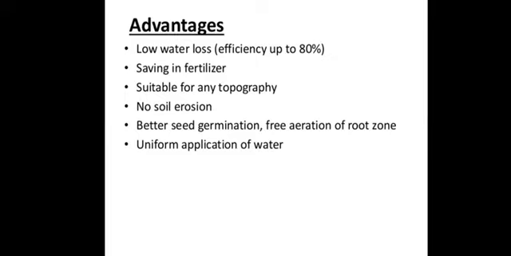It can be steep, it can be slopey, it can be flat. No soil erosion means the productive soil, that is called fertile soil, will not run off with the water, because when we are providing flood irrigation, the topsoil of the surface will run off with the flood. So we will lose the fertile soil. But in this sprinkler system, the water flows all over the field in reference to the rain, but the soil will not run off.